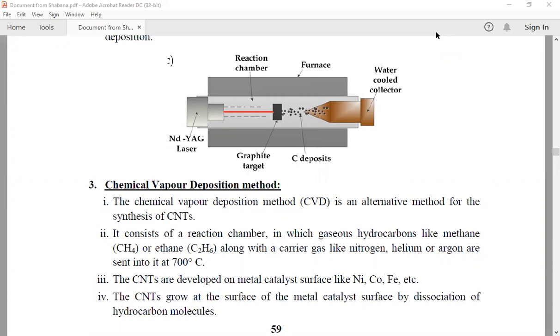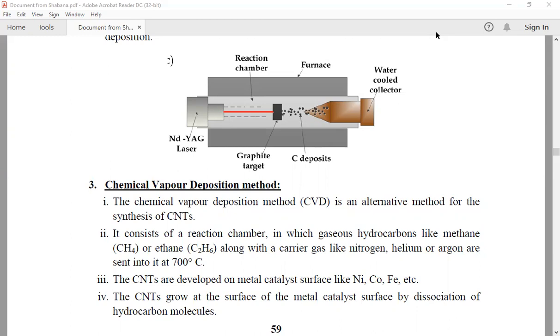In the last lecture, I explained the arc discharge method, that is, the preparation of carbon nanotubes. The first method is the arc discharge method, and the second one is the laser evaporation method. Today, I want to discuss the chemical vapor deposition method. This method was first developed in 2007 at the University of Cincinnati, USA.